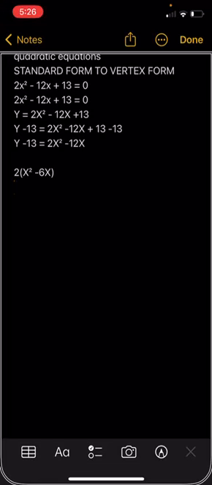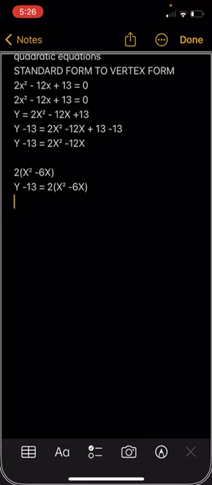So let's rewrite the entire thing. On the left-hand side, we have y minus 13, and that will be equal to 2 times x squared minus 6x. That is what we have on the right-hand side.